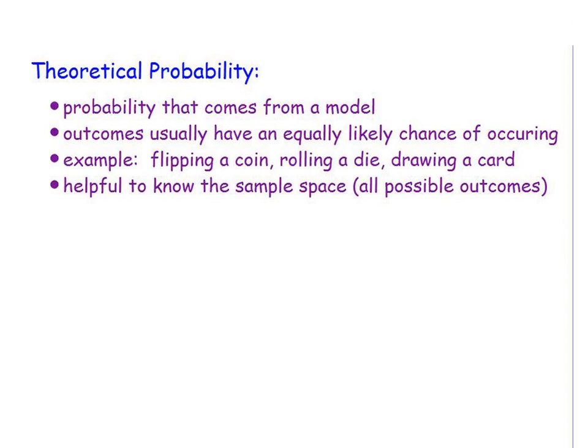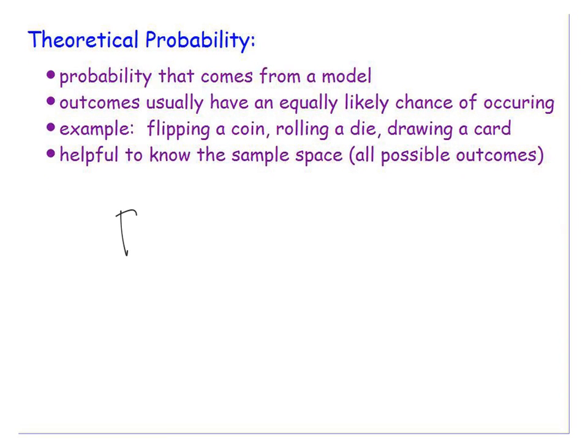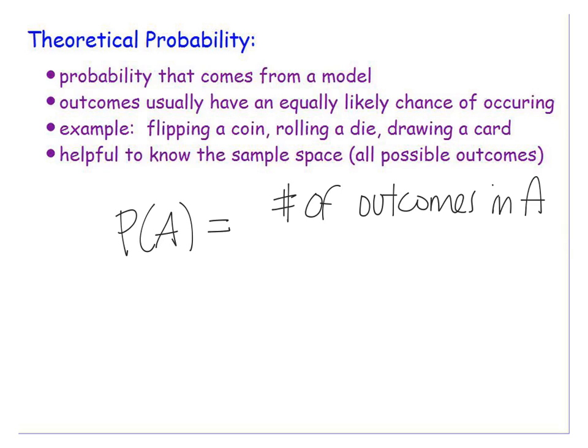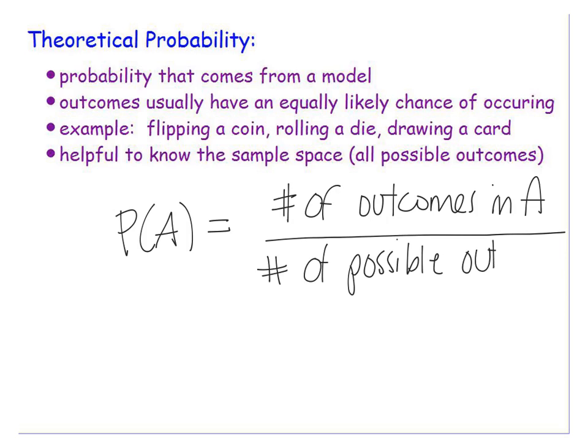The probability of event A happening, remember we mentioned events are noted with capital letters, equals the number of outcomes in A, so these are the outcomes that are good, they satisfy what we want, divided by the number of possible outcomes. These are the outcomes in the sample space.